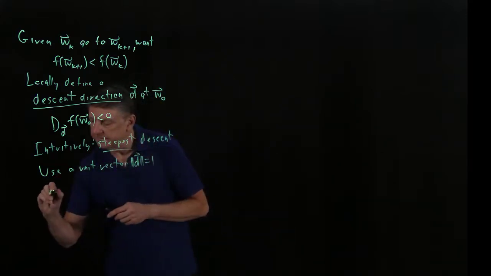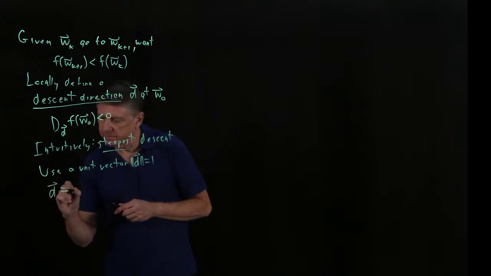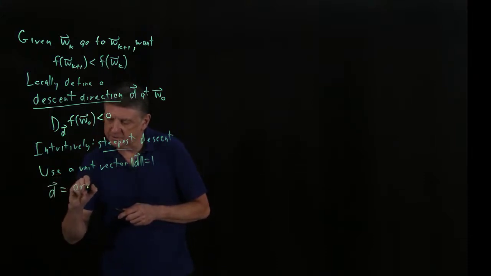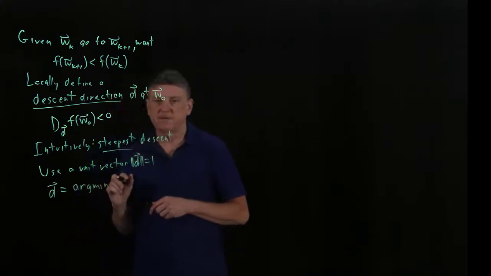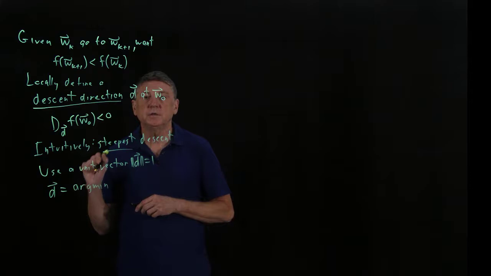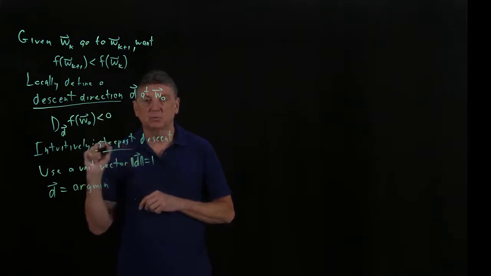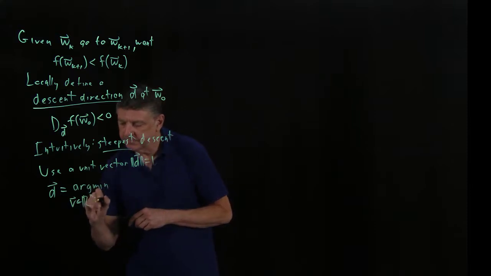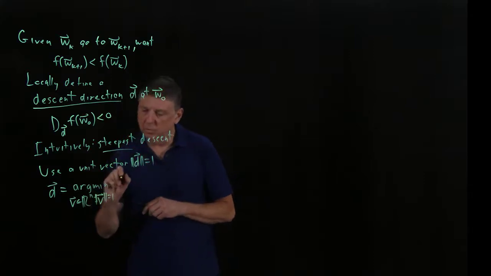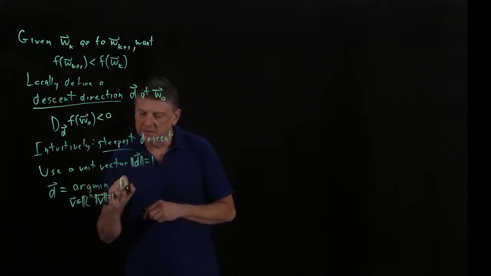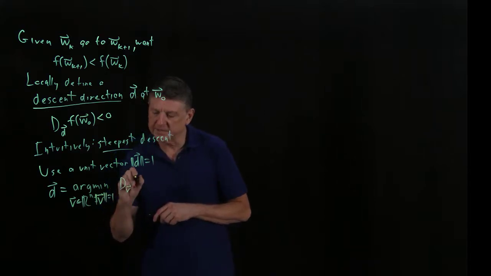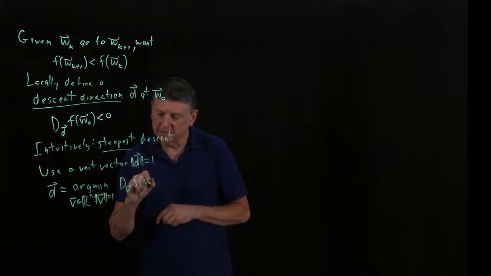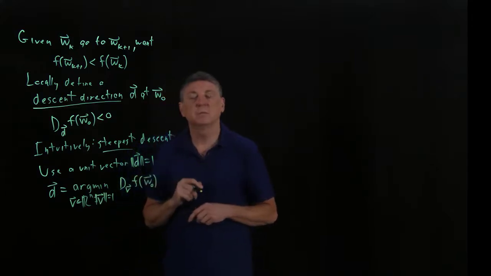We'll say d is the result of a minimization process. That is, we want to find the argument which is the unit direction that has the smallest directional derivative. So that would be looking over all of the vectors in the vector space that have unit length. We want that vector v such that the derivative in direction v of the function at this definite point is as small as possible.